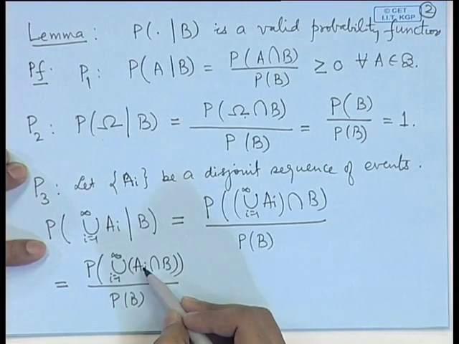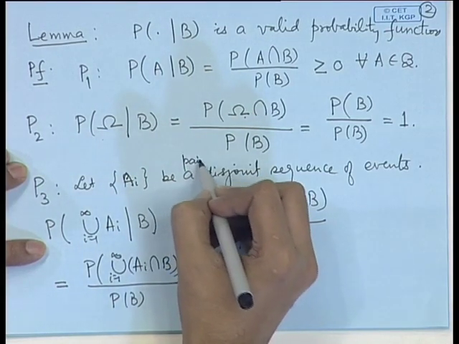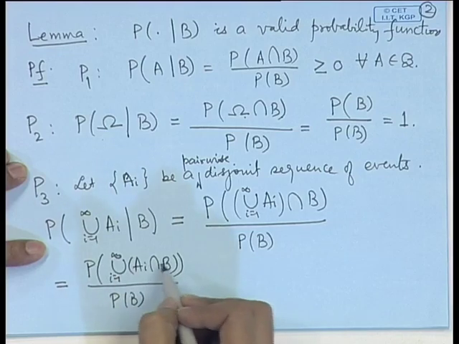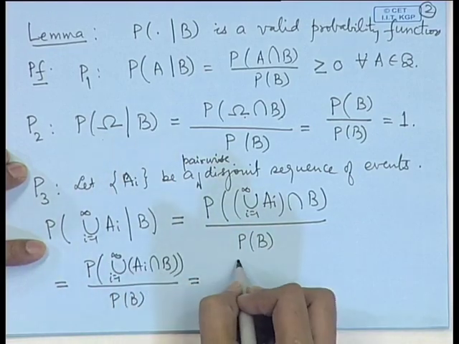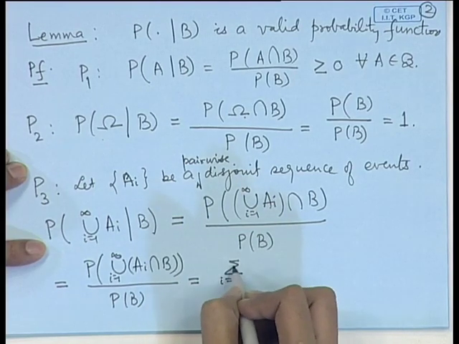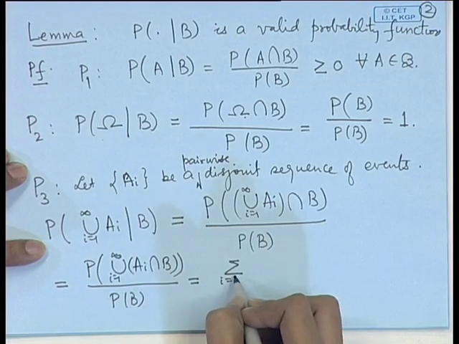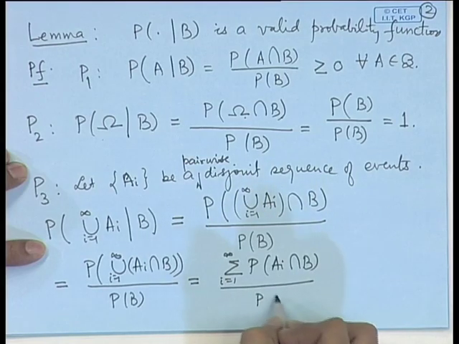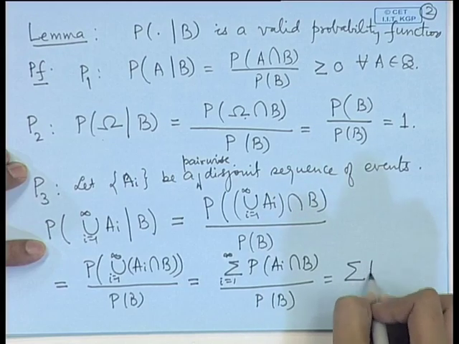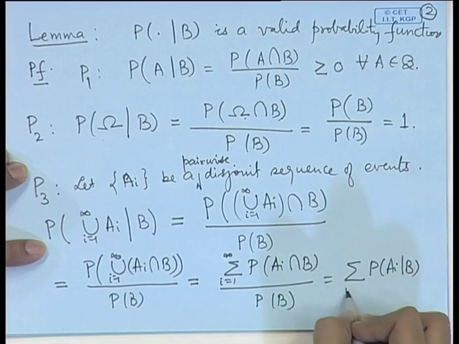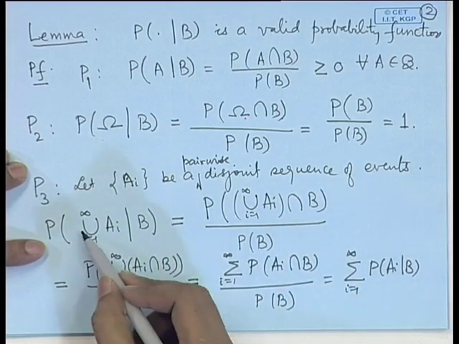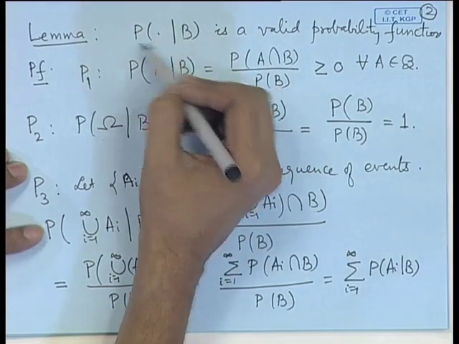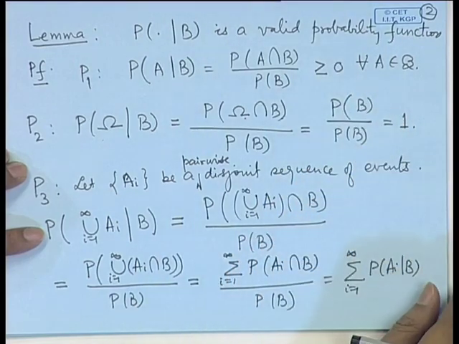Here note that the A_i's were disjoint, basically we can consider them to be pairwise disjoint. If they are disjoint, then the A_i intersection B's will also be pairwise disjoint, and therefore by the third axiom of probability, I will have probability of union A_i intersection B equal to the sum from i equal to 1 to infinity of probability of A_i intersection B, divided by probability of B, where each term then becomes probability of A_i given B. So you can note here that the probability of the union is equal to the sum of the probabilities, which is the countable additivity axiom. Therefore, the conditional probability function is a well defined probability function.